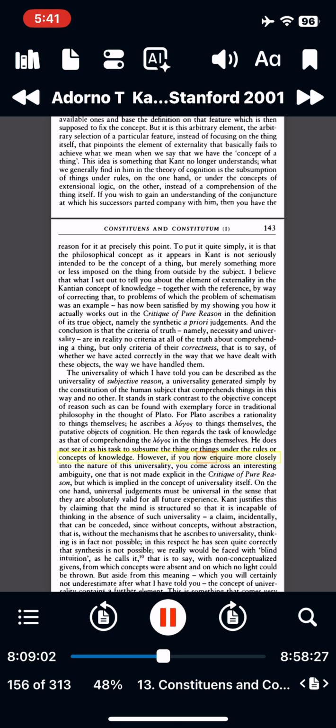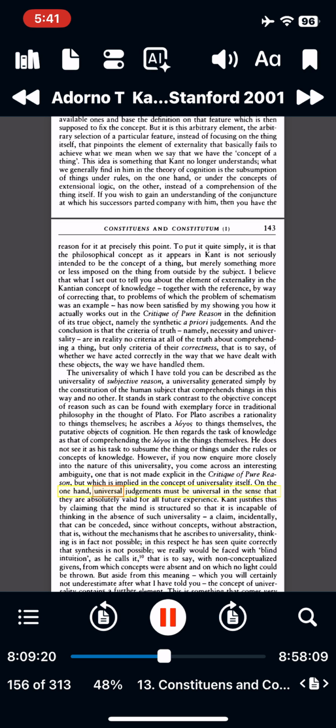However, if you now inquire more closely into the nature of this universality, you come across an interesting ambiguity, one that is not made explicit in the Critique of Pure Reason, but which is implied in the concept of universality itself.